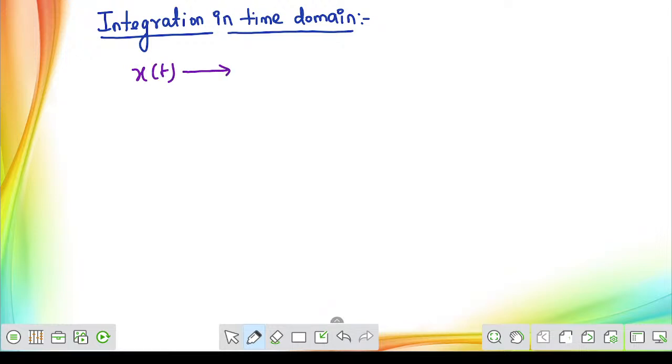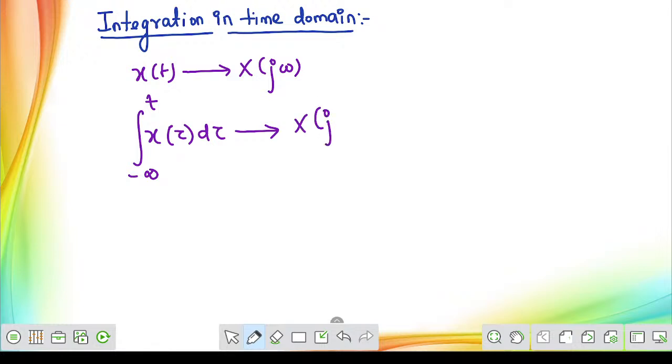as usual, its corresponding Fourier transform can be written as X of j omega. If I am taking integration of the same thing, usually some dummy variable will be introduced here. They will integrate from minus infinity up to t, with a dummy variable x of tau into d tau. Then what can be the expected Fourier transform of this signal? That is a very, very important property, because what it gives is X of j omega divided by j omega.